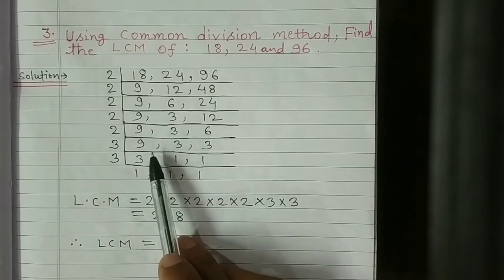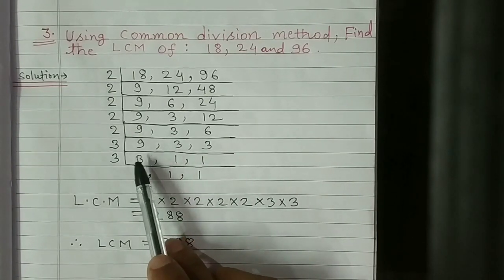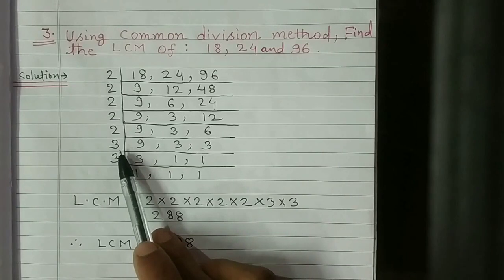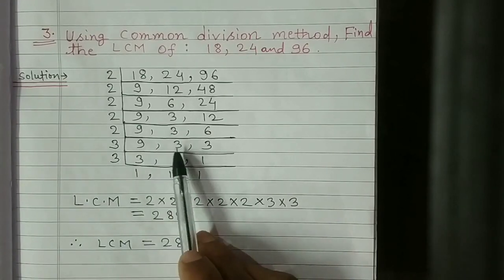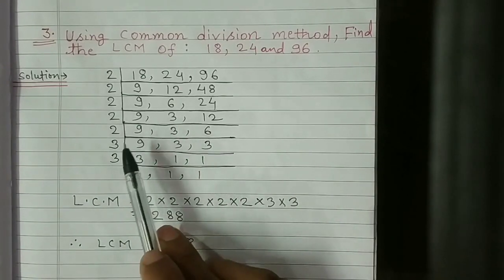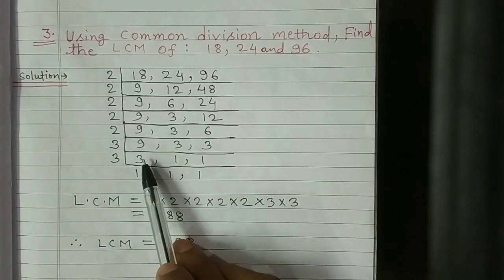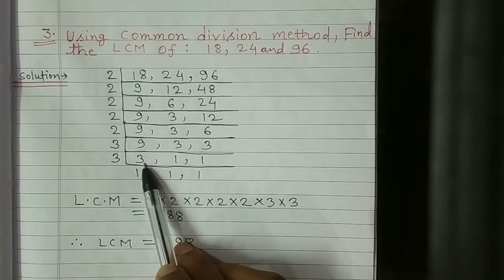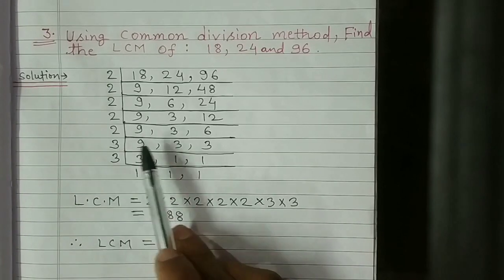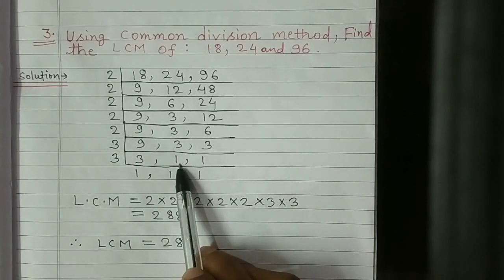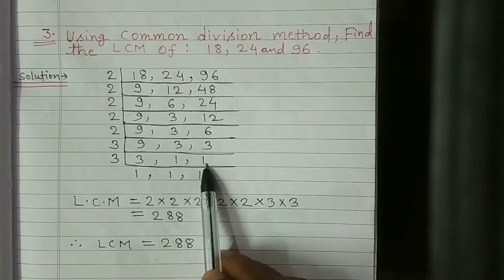So now we are going to move to the second prime number, that is 3. If the second prime number will divide any one of these numbers, then we write this number 3 here. Understood? This 3 will divide 9 and the quotient will be 3. And this 3 will divide 3 and the quotient will be 1, and the same here.